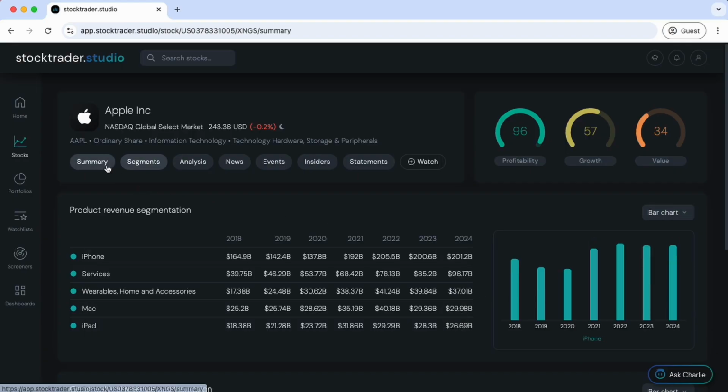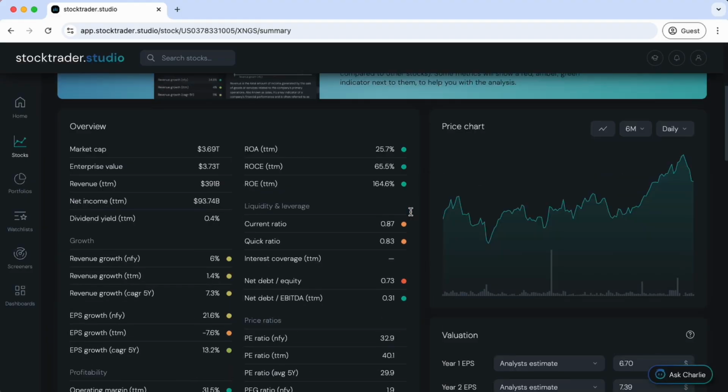Back to the Summary tab, and you'll find a number of other key financial metrics about the profitability, liquidity, and leverage of the company. We won't go deep into each one, that might be a topic for another video, but if you hover on each one, StockTrader.studio will show you the formula and definition.